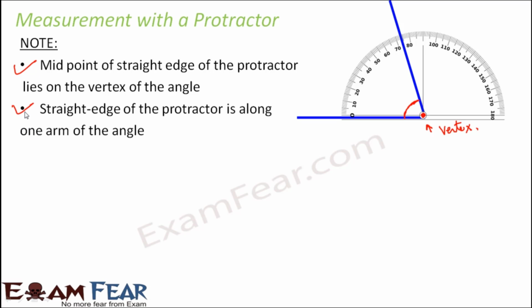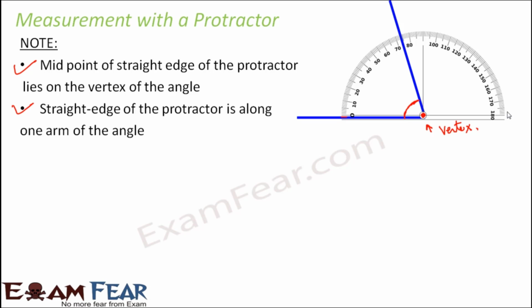The second point that you have to remember is the straight edge of the protractor is along one arm of the angle. So these are the two arms of the angle. One arm of the angle should be along the base line of the protractor, that is the straight edge. So the straight edge should lie exactly on one of the arms of the angle. So these are the 2 points you need to remember. If you do not place the protractor correctly, then the measurement of the angle that you would get would also be incorrect. So these are 2 important things: midpoint on the vertex, straight edge along the arm of the angle.